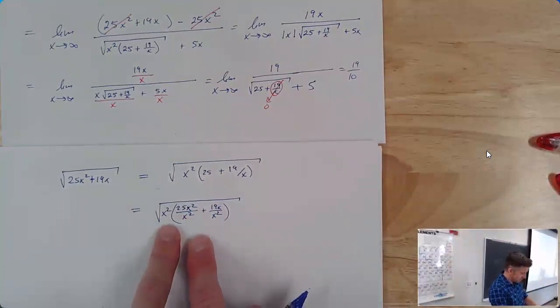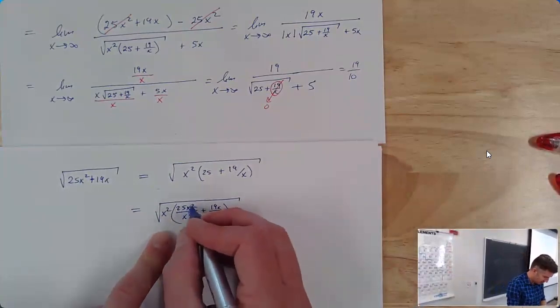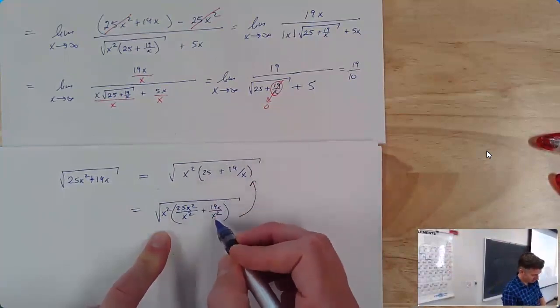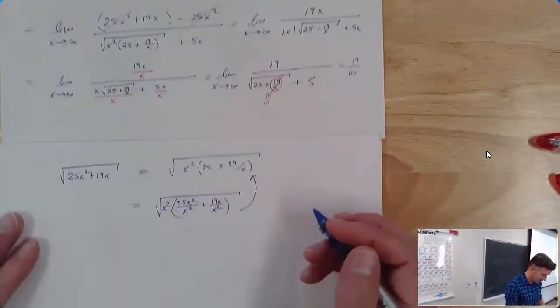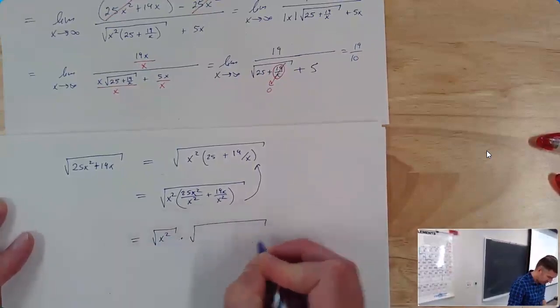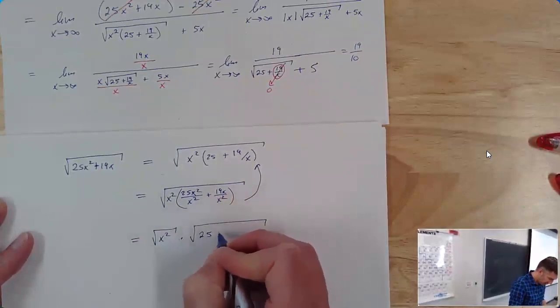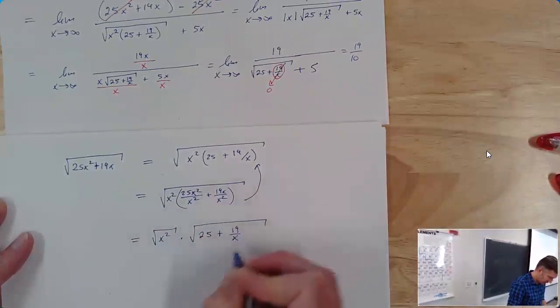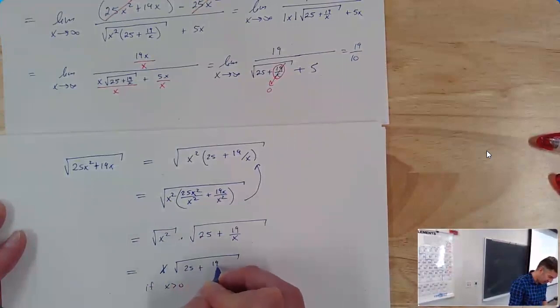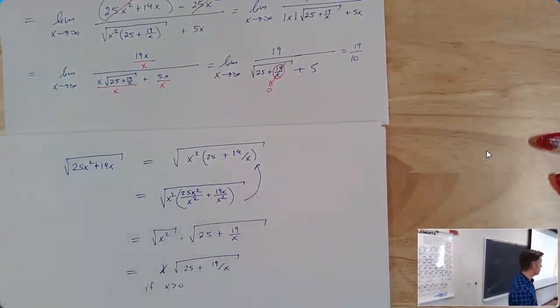But I want to leave it like this because then I'm going to say, oh, 25x squared divided by x squared is just 25. And 19x divided by x squared is just 19 over x. And then I can rewrite this as the square root of x squared times the square root of 25 plus 19 over x. And then finally, if x is positive, I can say this is just x, I don't even want the absolute value, times that. So that's what I'm doing there. I'm trying to pull out the biggest thing I can. You're welcome, yeah.